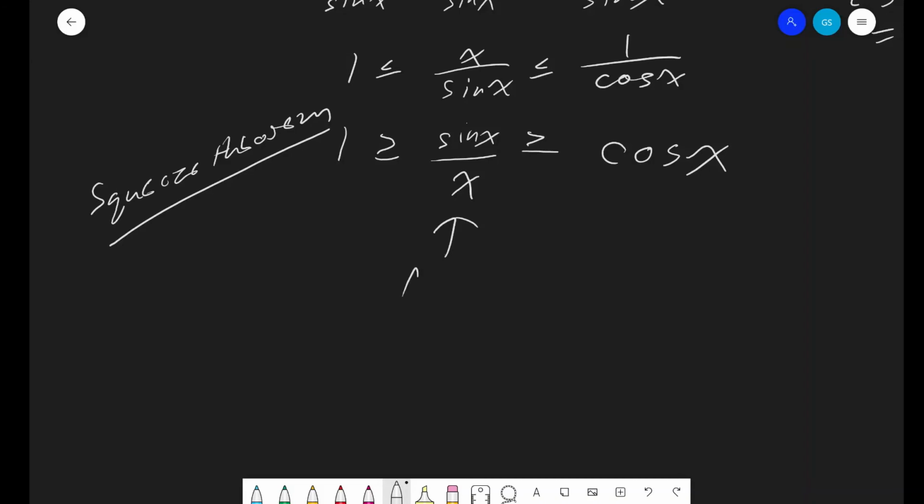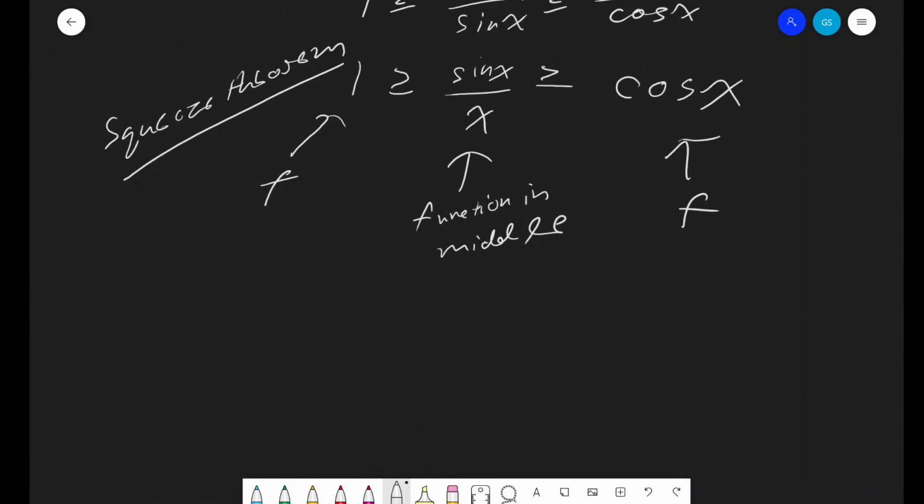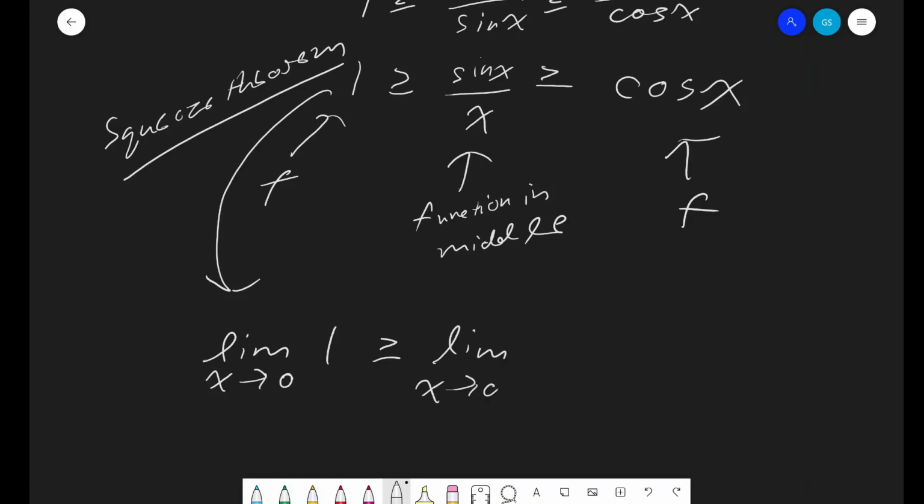So I'll write: function in the middle between two other functions. These are functions, so I'm just going to write f. Then you can take the limits of both sides and see what you get. So let's take the limit of 1 here. I'll be taking the limit as x approaches 0 of 1, which is greater than or equal to the limit as x approaches 0 of sine x over x, which is greater than or equal to the limit as x approaches 0 of cos x.